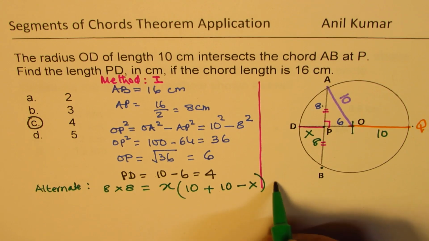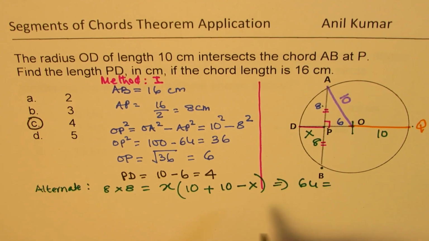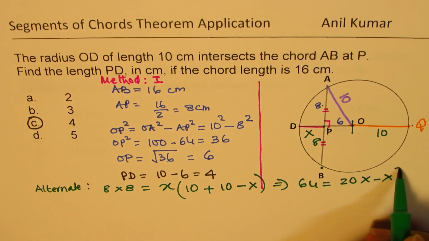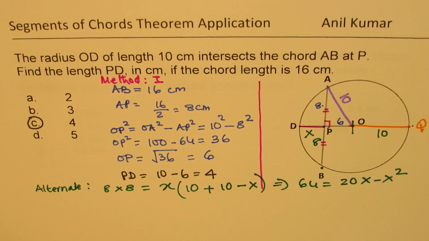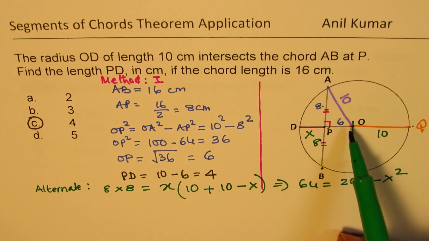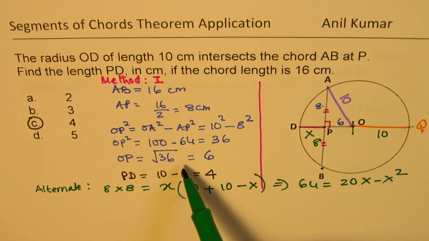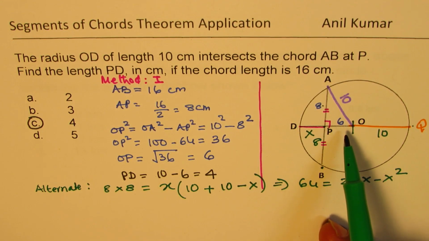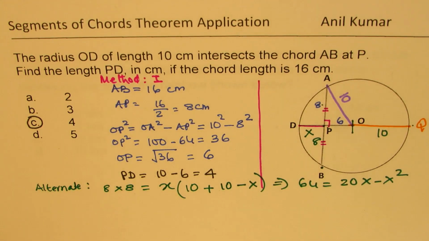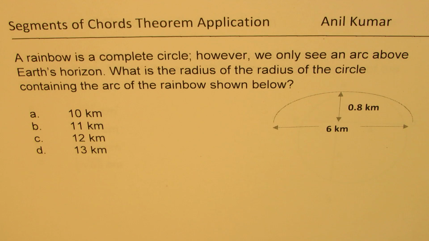So we could get this as 64 equals 20x minus x square. That becomes a quadratic equation which can be solved to get the value of x, right? So that's an alternate method. However, you could straight away find the solution with the concept of Pythagorean theorem. So I hope that makes sense, right? Let's move on and take the next question.